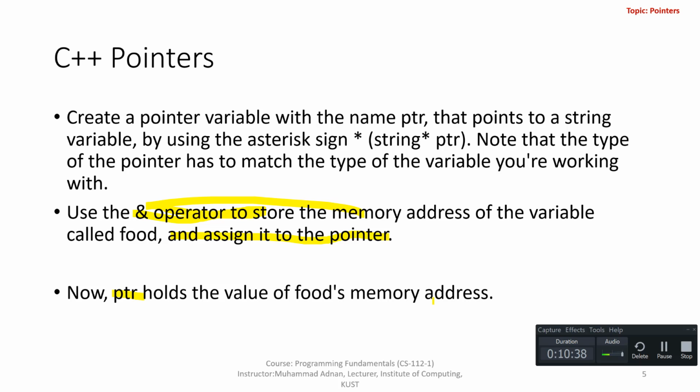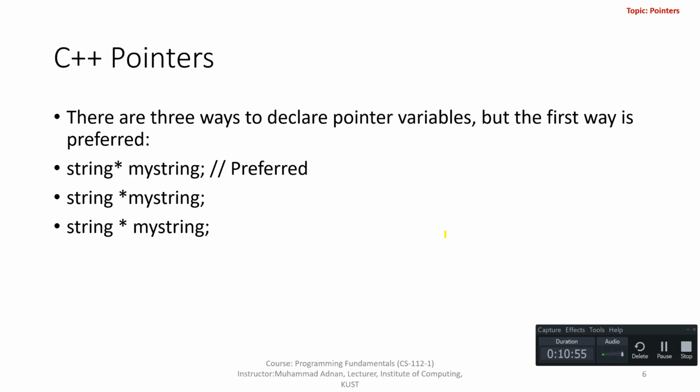So I think now it should be clear to you. Pointer variables are used to store the address of another variable. So remember, variables have four things: the data type of a variable, the name of a variable, the value of the variable, and then the memory address of the variable. With that, we are going to move to the next slide.